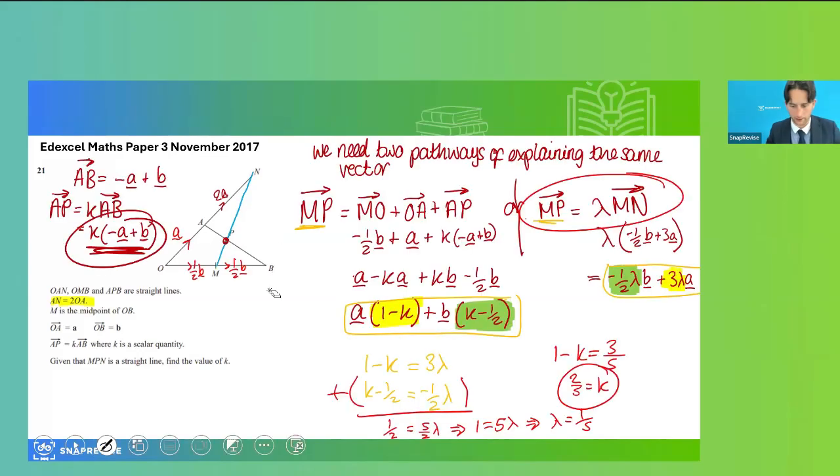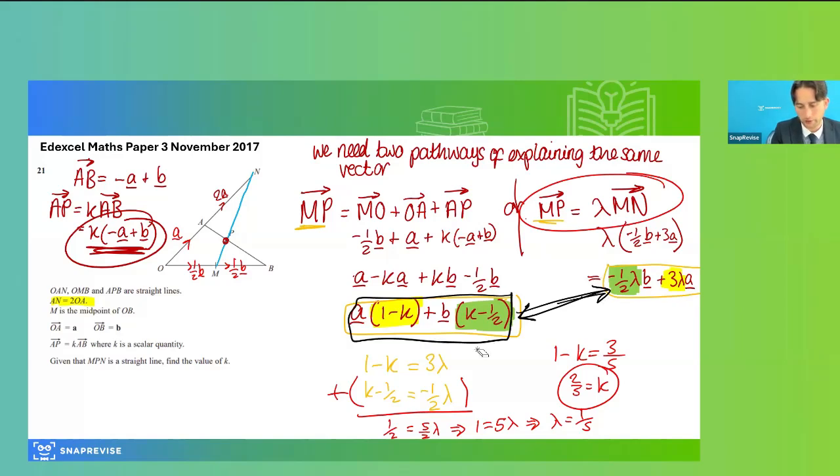So the 2 different pathways, I use lambda as the scale factor of Mn, and I described it 2 different ways. What happened is if I do this MP method that I was just explaining, and then I get all the A bits together and all the B bits together, I can then directly compare it to the other method I used, which was going as a stretch of this. So I've described it one way as that path, here to here to here, and I've described it as a fraction of that path. And then the 2 expressions I've got, I've set equal to each other.